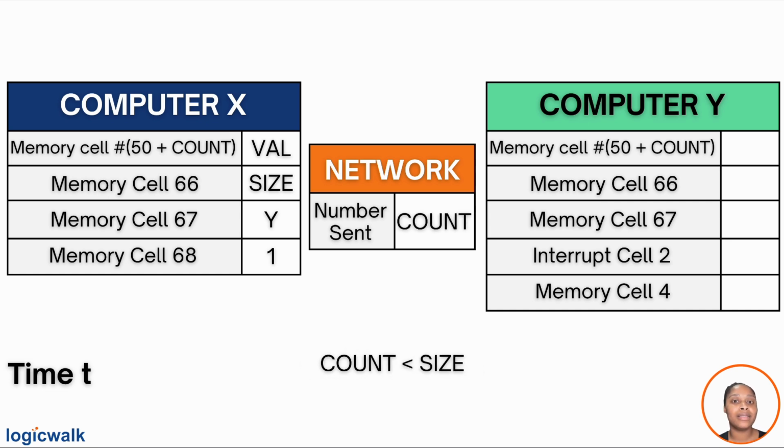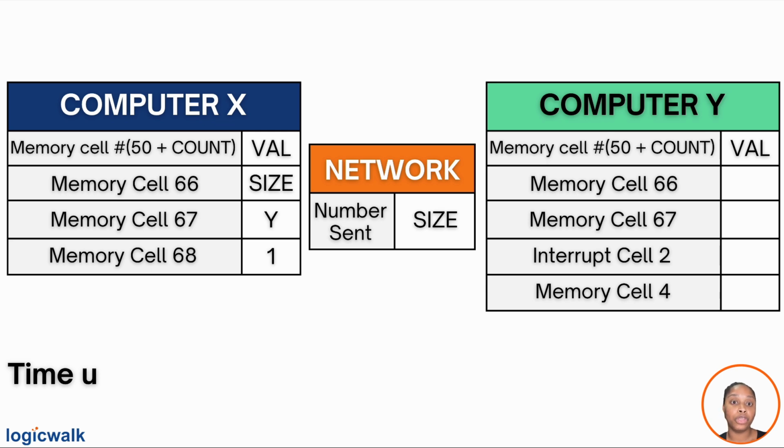If count is less than size, then at time t plus 1, computer X's state stays the same. The network device increments number sent to count plus 1. Computer Y's network buffer cells 50 plus count now holds the value val, copied from computer X. Later at time u, computer X's state is still unchanged. The network device's number sent now equals size, meaning it's finished transferring all data.